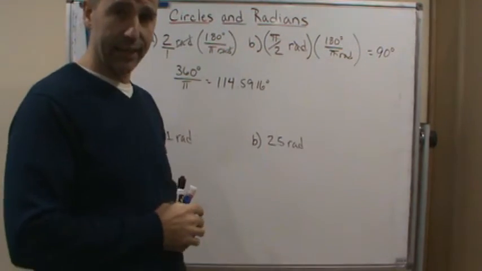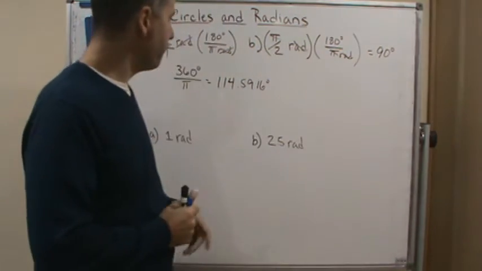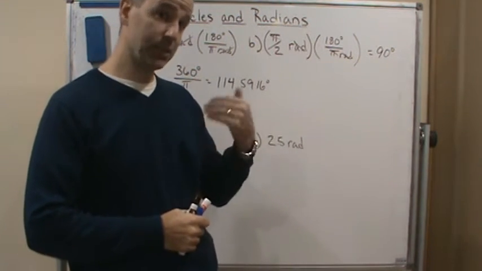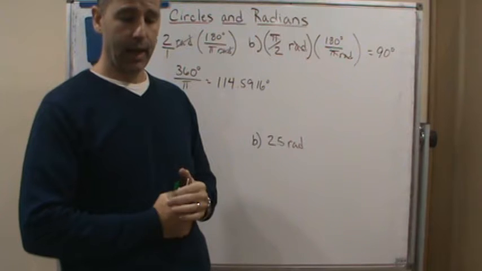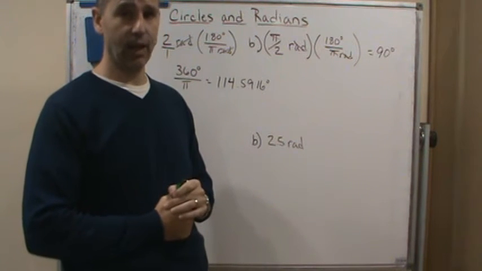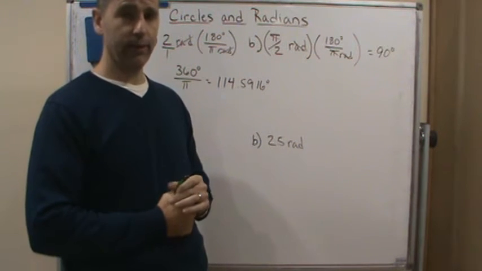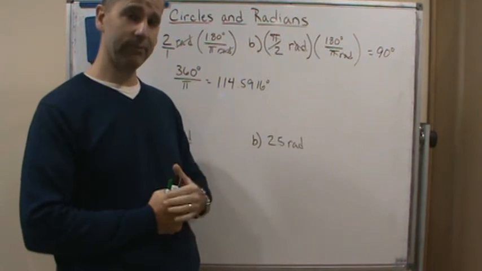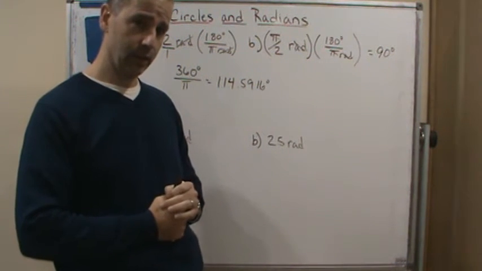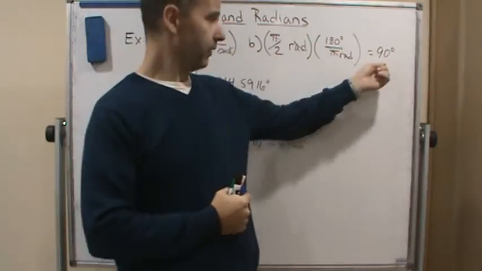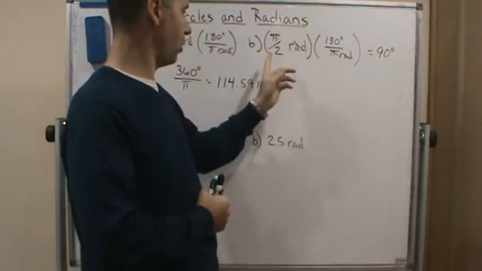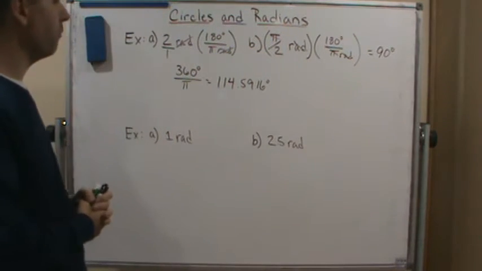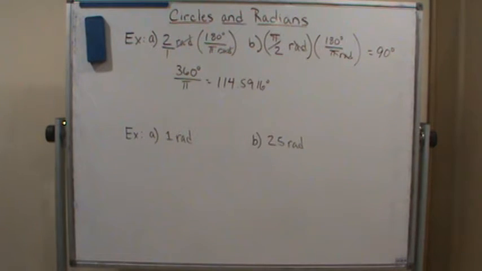Now, I could have done this in my head, and so can you, because all we have to do is understand that, hey, if I know that 2 pi radians is 360 degrees, and I know that pi radians is 180 degrees, well, if I divide pi by 2, then I'm taking half of 180 degrees, which is 90 degrees. And so the answer is 90 degrees. So I could have just gone from this to this just by thinking about it. Okay?